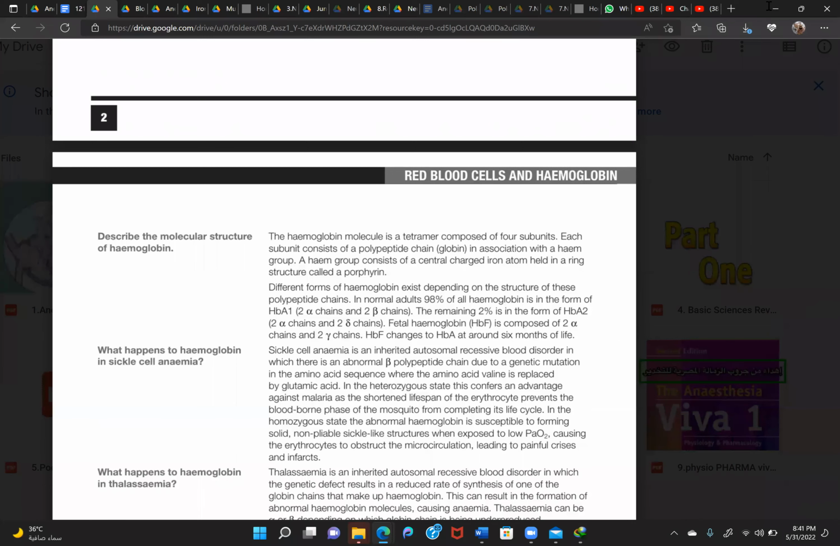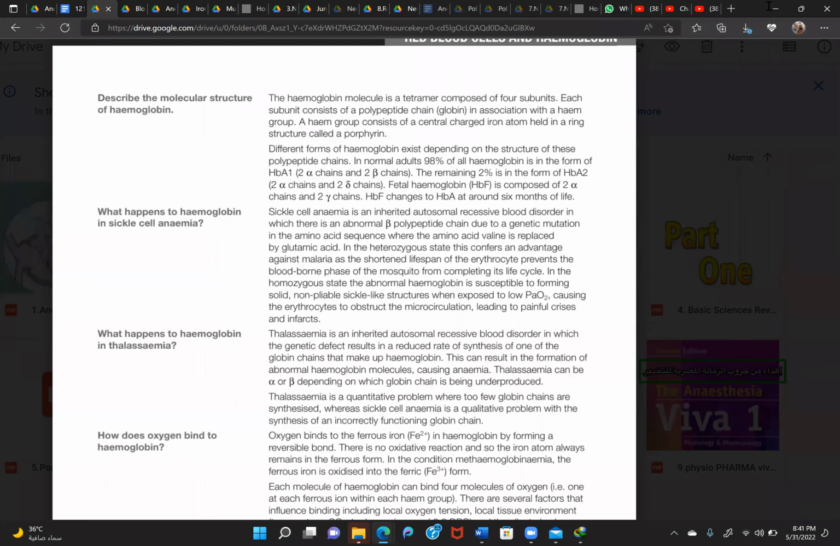Because the anemia topic finishes with four or five things, but if you want to understand anemia, I will show you in a few minutes. It is related to the oxygen hemoglobin dissociation curve, which is very important.